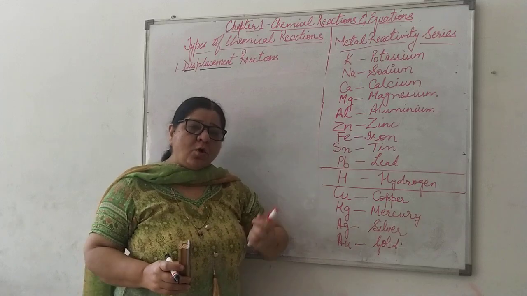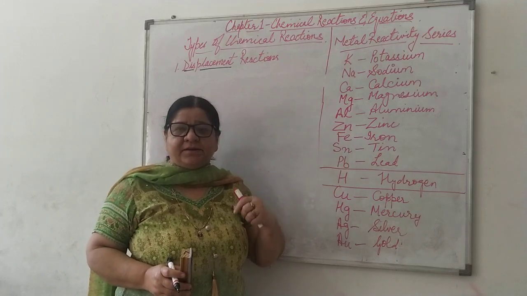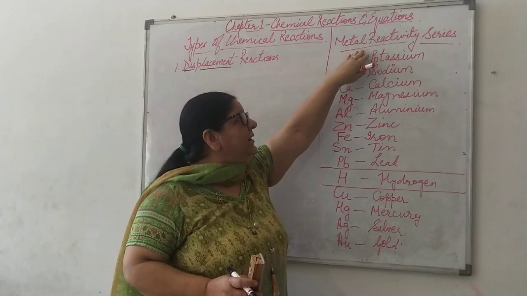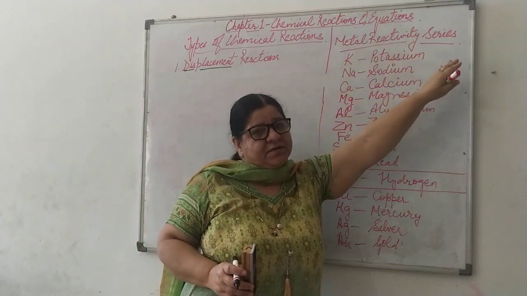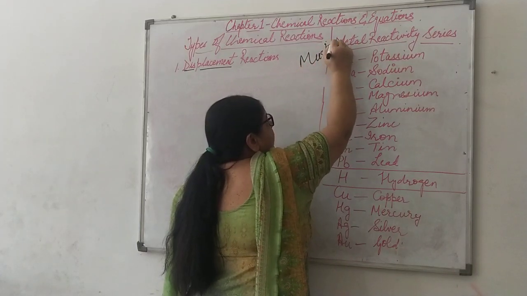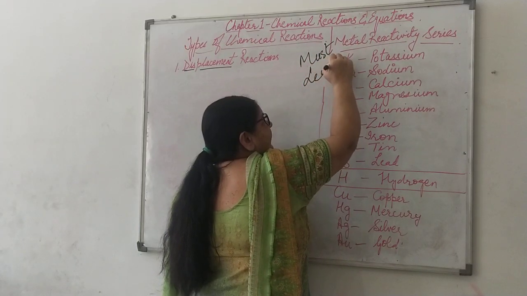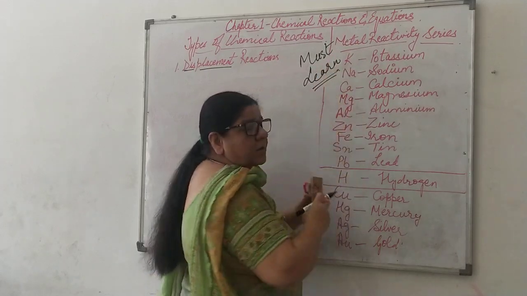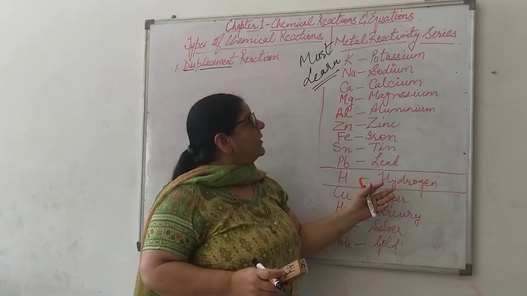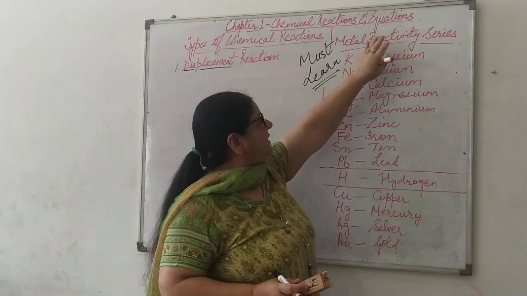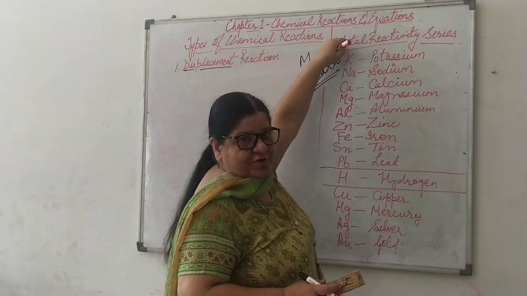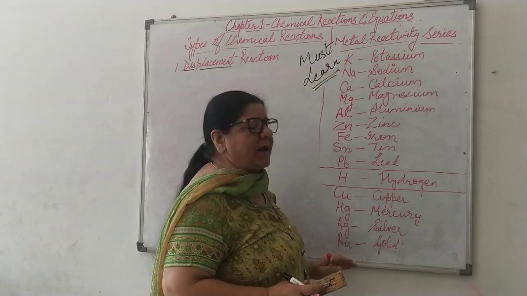And how will you come to know which one is more reactive, which one is less reactive? For that, children, you have to learn the metal reactivity series. This is a must. You have to learn it. This is going to help you in your further studies also, in the further chapters also. So, metal reactivity series, first comes potassium. We start with the most reactive metal to the least one.